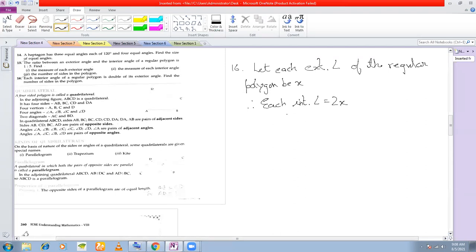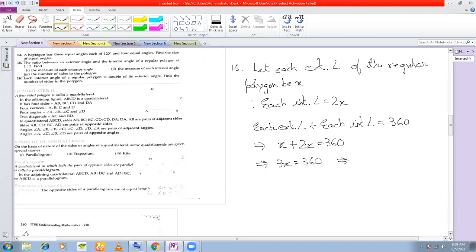is equal to 2x. Now we know each exterior angle plus each interior angle must be equal to 180. So we can solve for x. Each exterior angle we have taken as x, interior angle we have taken as 2x, is equal to 180. Now we solve this equation. You get 3x is equal to 180. Means you get x is equal to 180 divided by 3. That means you get x is equal to 60 degrees.